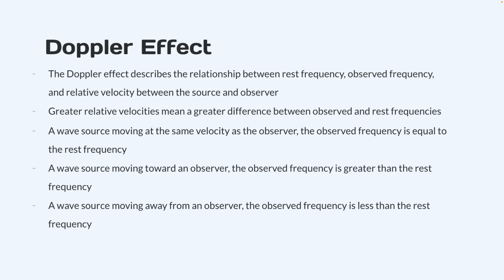The Doppler effect describes the relationship between rest frequency, observed frequency, and relative velocity between the source and the observer. A greater relative velocity will just mean a greater difference between the observed and rest frequencies. This is pretty intuitive. For a wave source moving at the same velocity as the observer, the observed frequency is equal to the rest frequency. For a wave source moving toward an observer, the observed frequency is greater than the rest frequency. And for a wave source moving away from an observer, the observed frequency is less than the rest frequency.